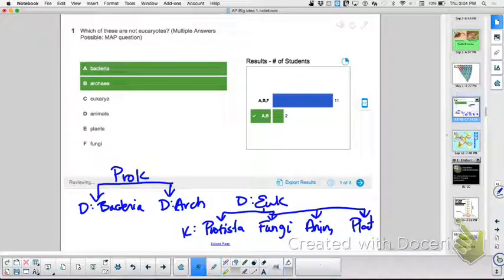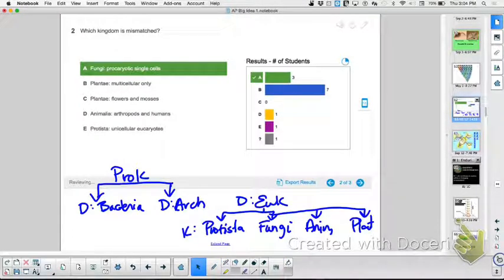Which kingdom is mismatched? Fungi is not prokaryotic. And plantae are multicellular only, just like animals are. Algae is usually under protista now. It used to be like a lower plant, but now they classify it underneath protista. Does that make sense now?